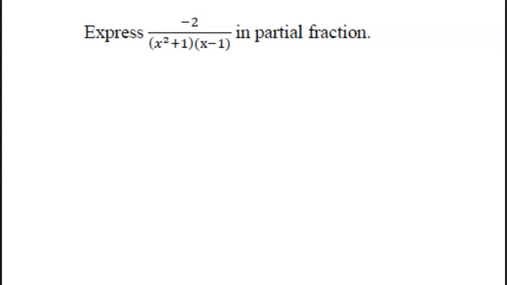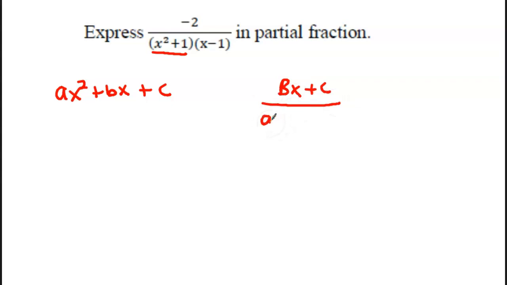As I said, the denominator has a quadratic factor which is unfactorizable or irreducible, which means that you cannot use the normal factorization to factorize it. So in that case, if you have a quadratic expression ax squared plus bx plus c at the denominator which you cannot factorize, then the corresponding partial fraction will have a numerator that is linear, bx plus c.